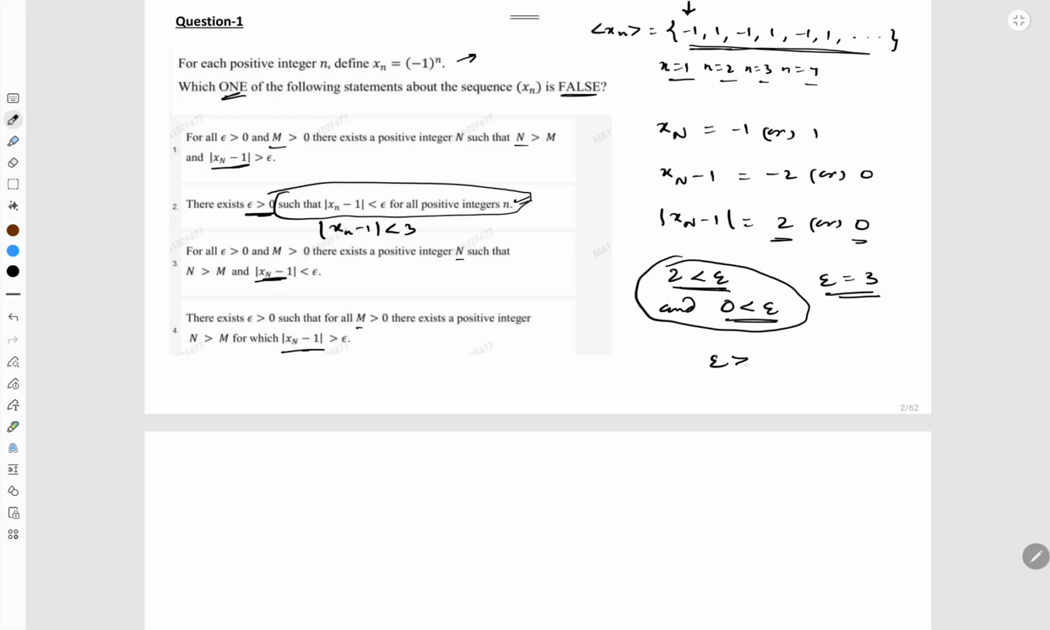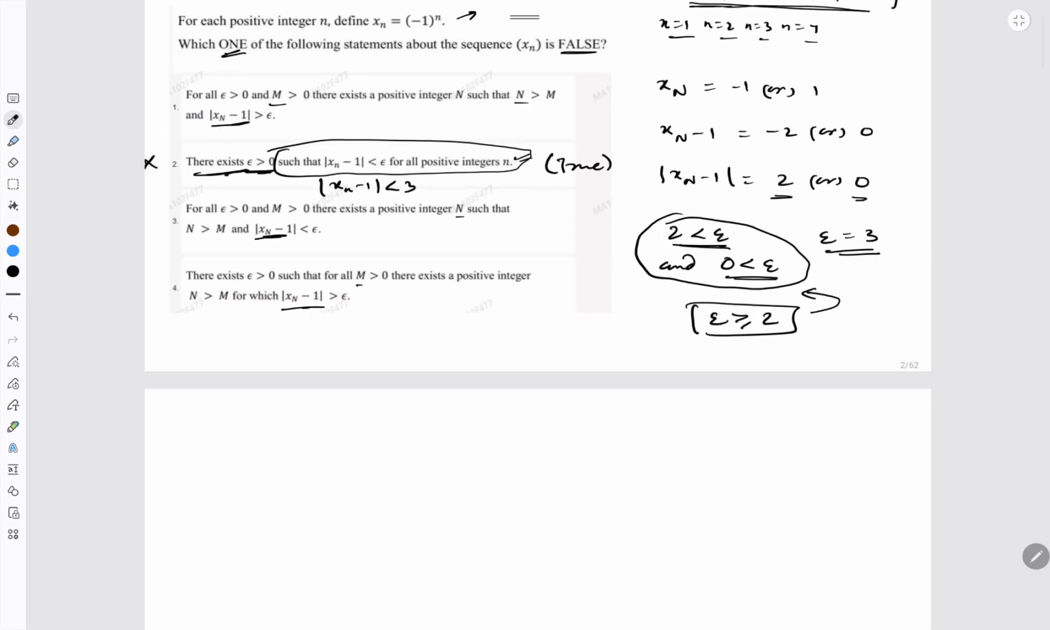If I take epsilon greater than or equal to 2, this condition will be satisfied. So there exists such epsilon. Okay, this option is already true, so this is not our answer. Let us check option 1.